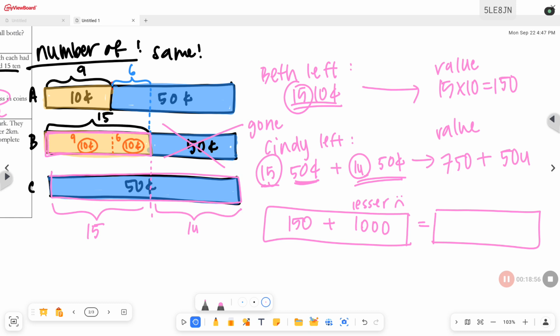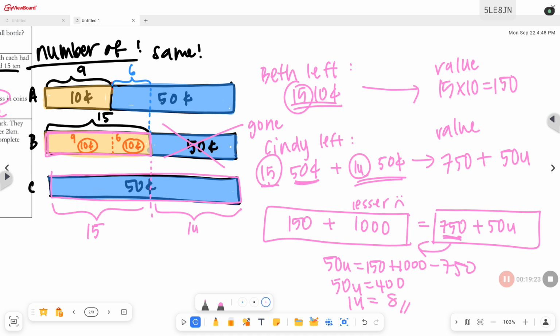And after that, Cindy's value, I just put inside here. Then from here, I can start solving already. So I know that this 150 moves over. So 50 units is equal to 150 plus 1,000 minus 750. That means that 50 units is going to give me a value of 400. And from there, I can find 1 unit. 400 divided by 50, that means that 1 unit is 8, right? So that is perfect. That means that in this part here, the number of coins is going to be 8.